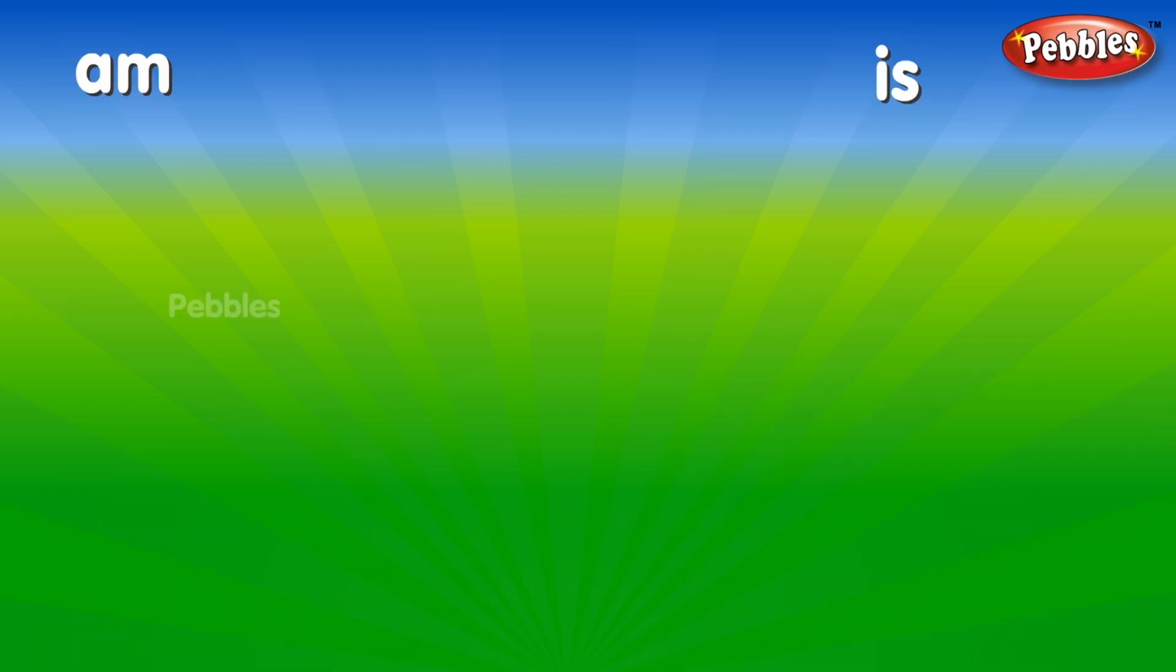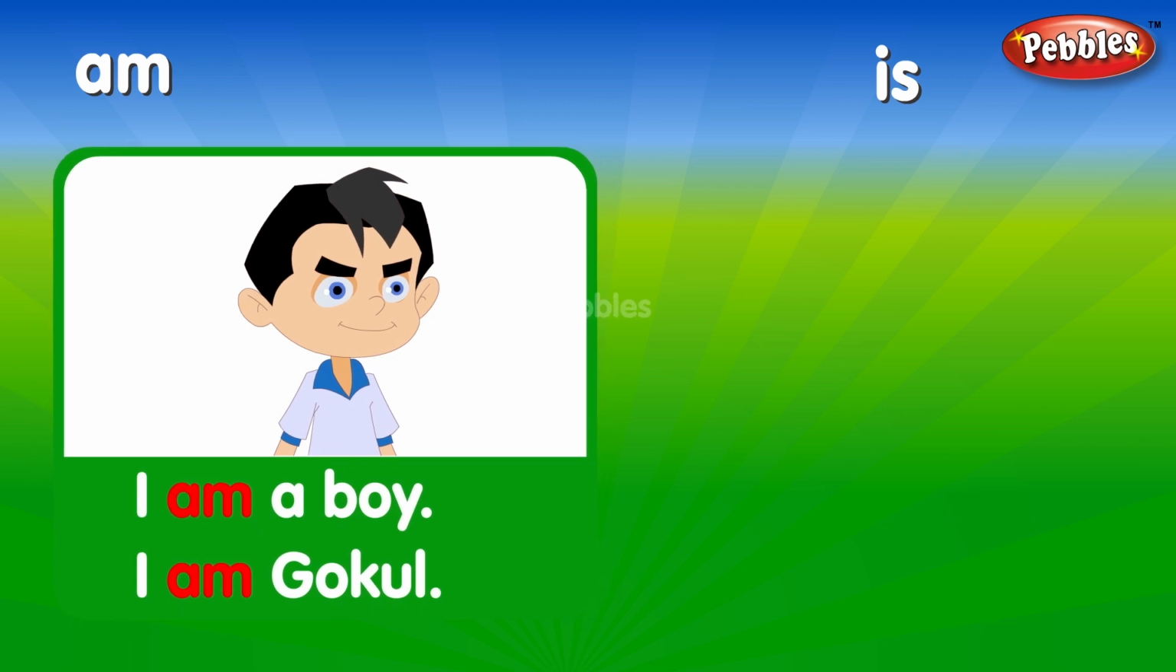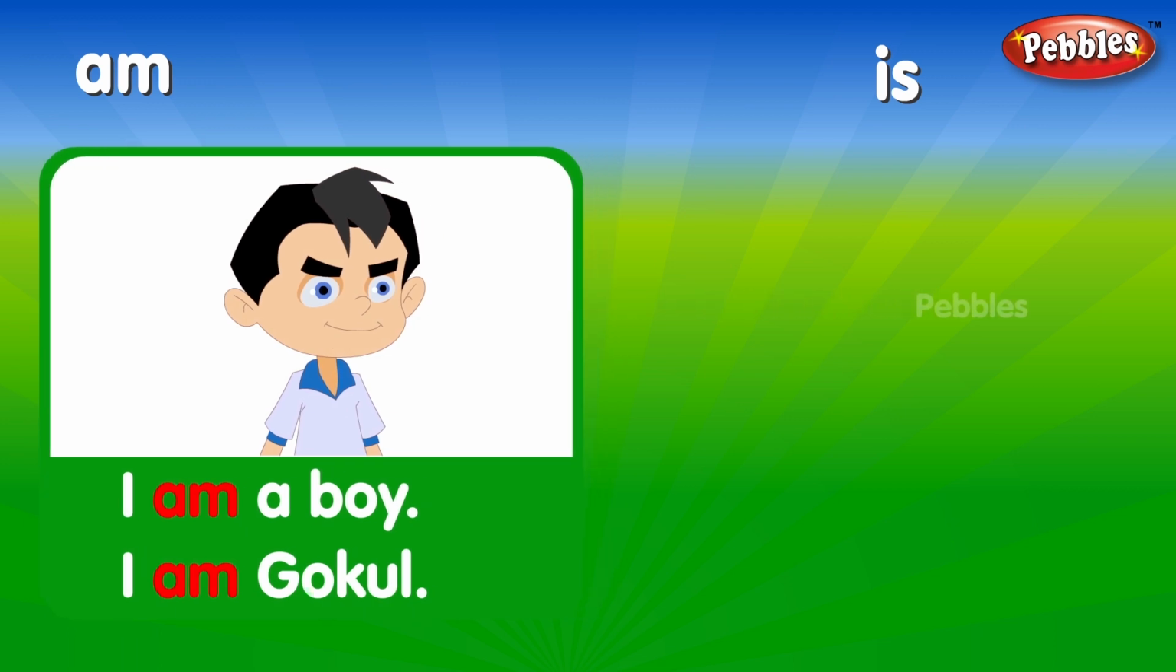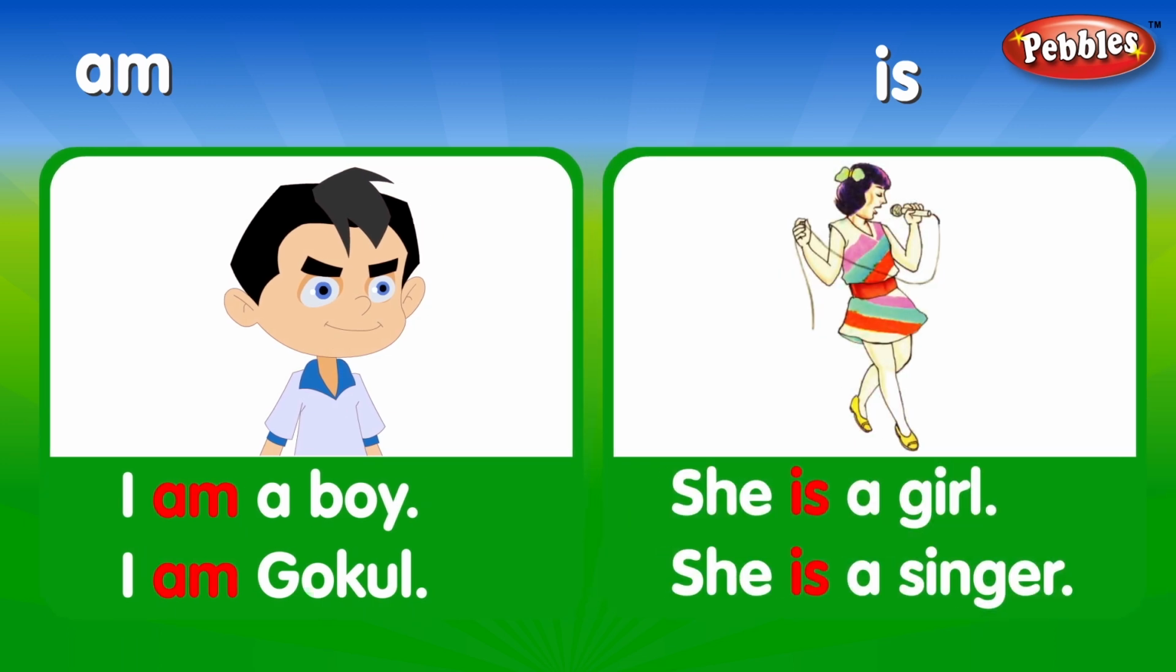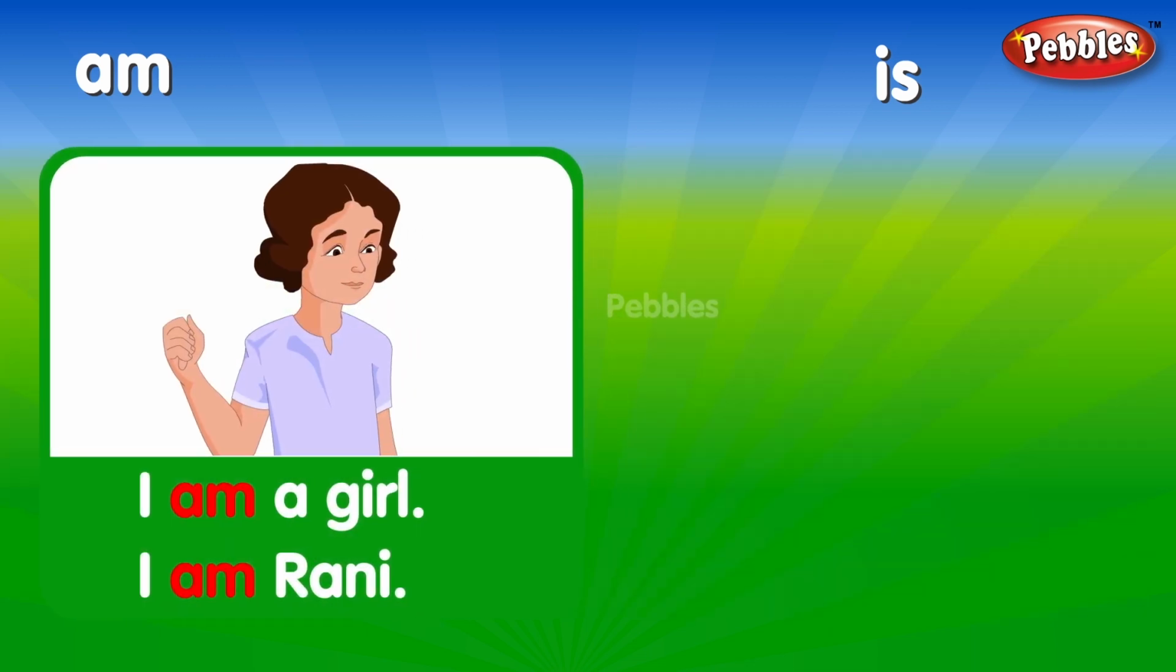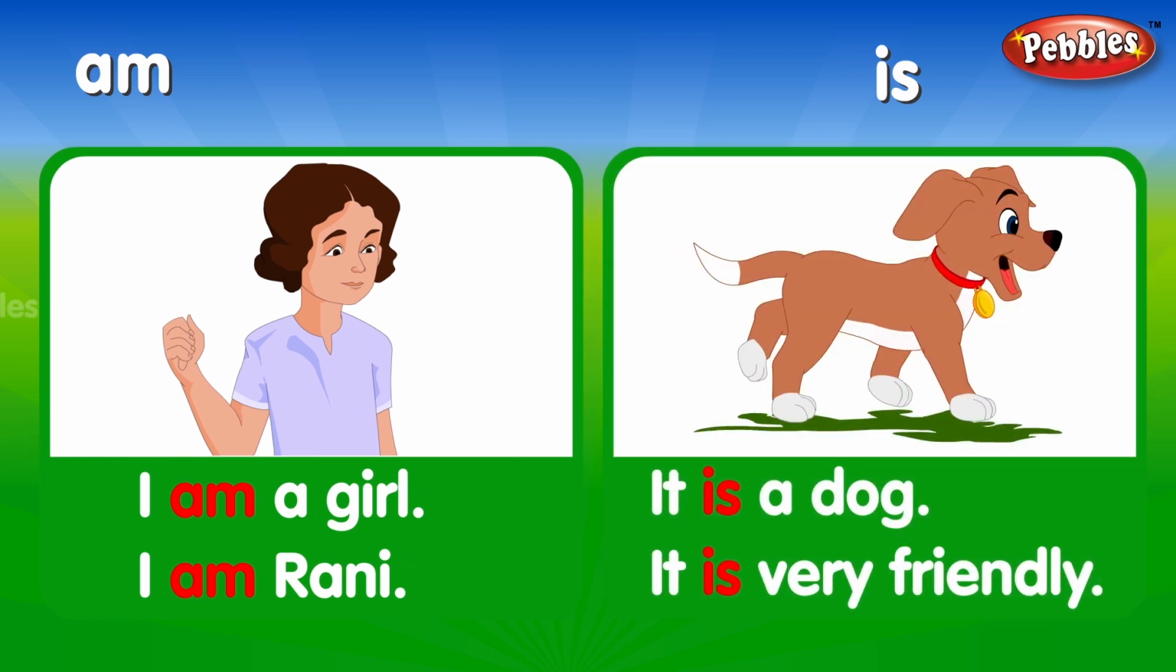Am, is. I am a boy. I am Gokul. She is a girl. She is a singer. I am a girl. I am Rani. It is a dog.